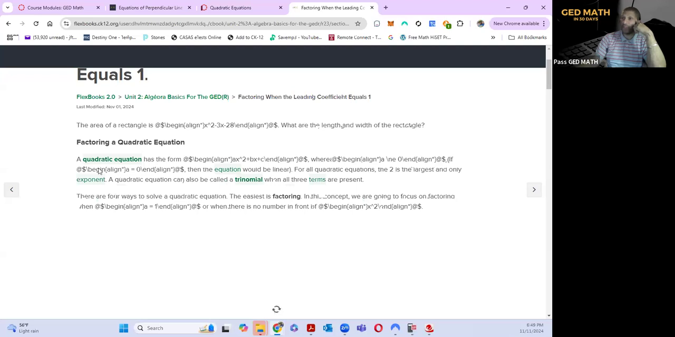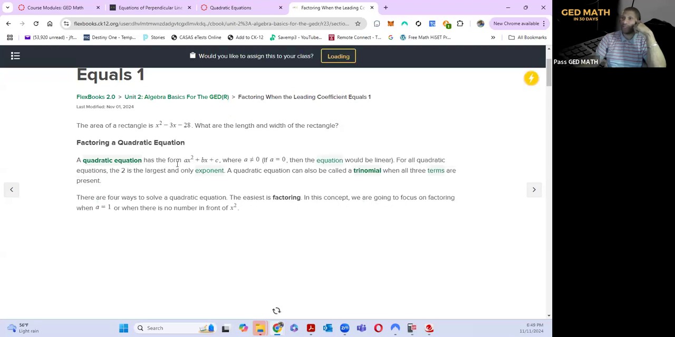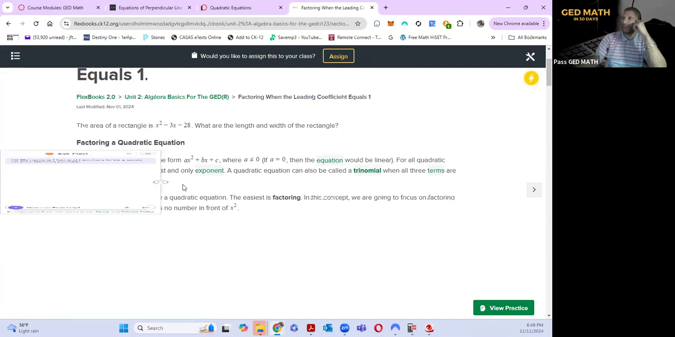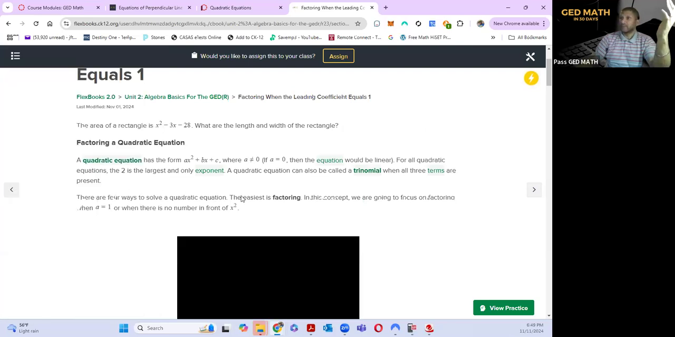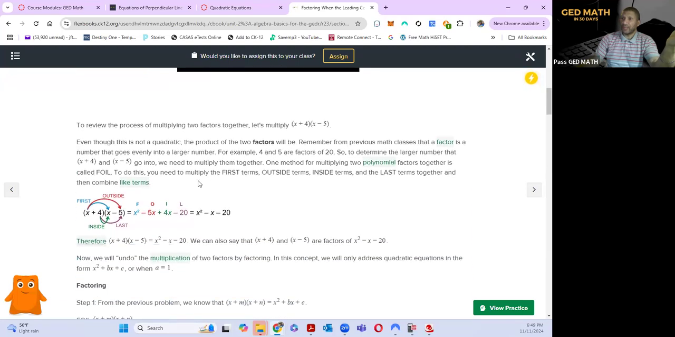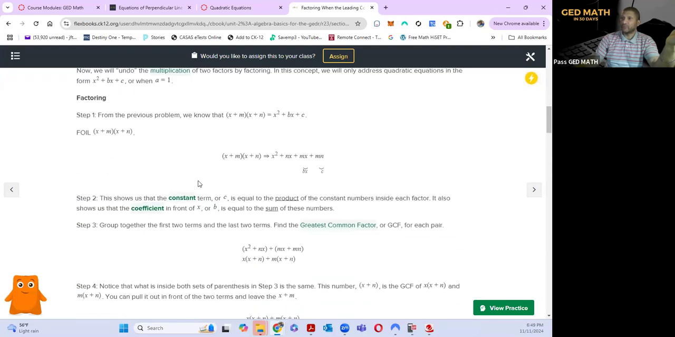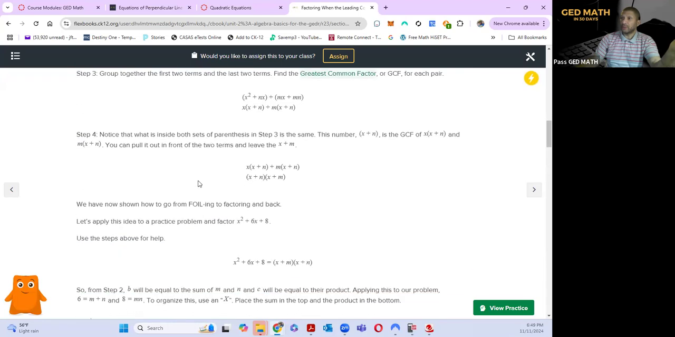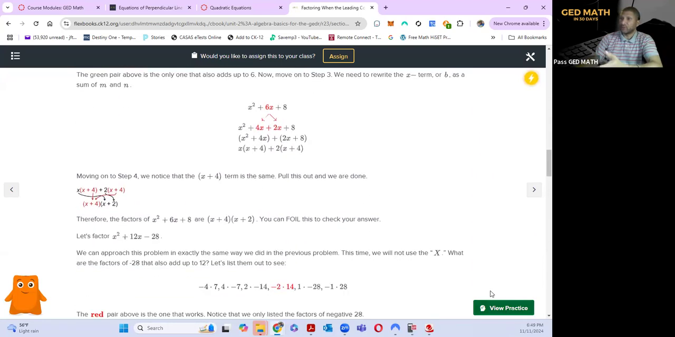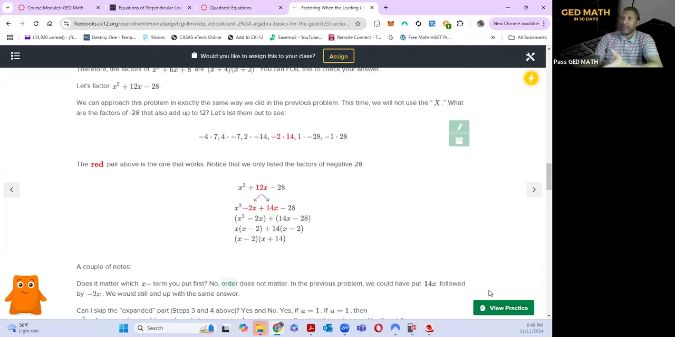Factoring a quadratic equation. A quadratic equation has the form ax² + bx + c. It is telling you everything you need. Hold on, let me get rid of the helper here. Let me close him up real quick. Look at that. There's a video to help you. They explain it to you. Look at that. And then right here, they're giving you practice. So when you're finished, they're giving you practice.